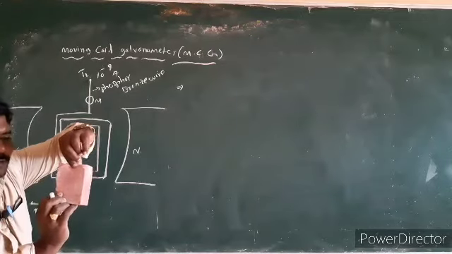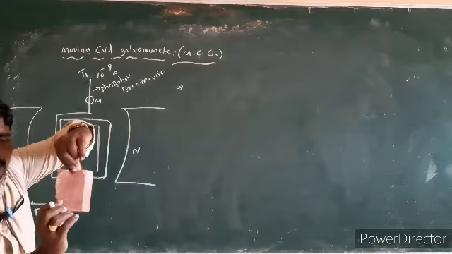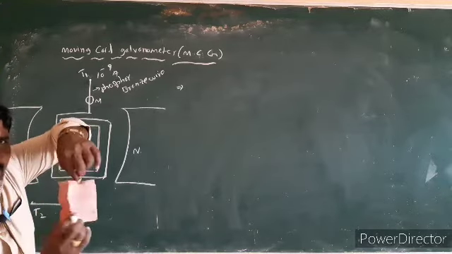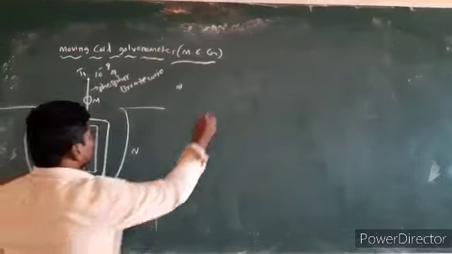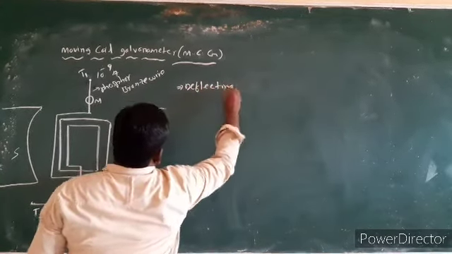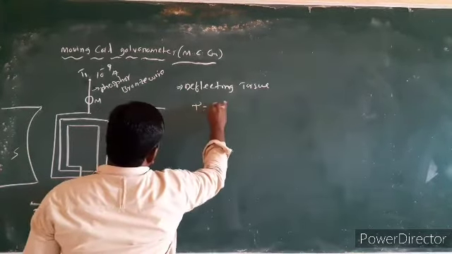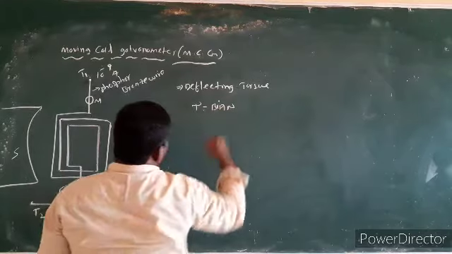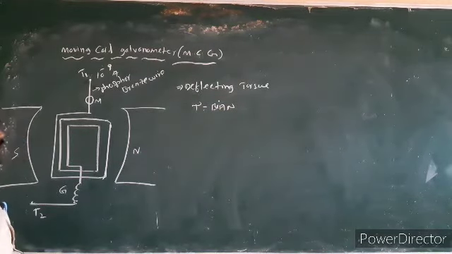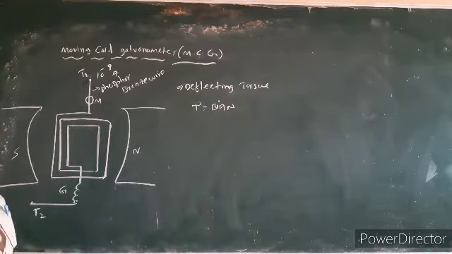Let this be the initial position of the coil. Now when we connect the T1, T2 terminals to the battery, current flows in the coil. That's why torque acts and it rotates like this. That is called the deflecting torque. This deflecting torque is nothing but the maximum torque. What is the maximum torque? BIAN, where N is the total number of turns, A is the area of the coil, I is the current in the coil, and B is the magnetic field between the poles.